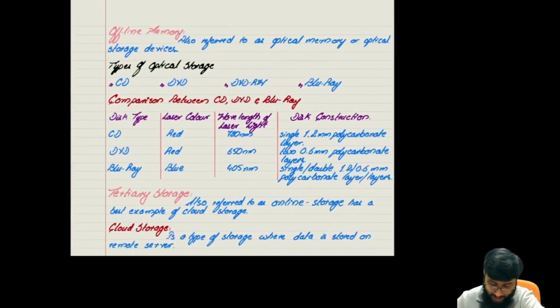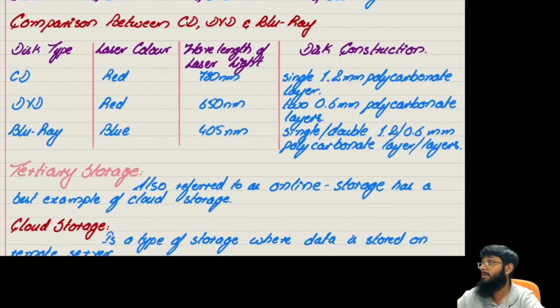Now if you come towards the comparison table, they are showing the disk types. In CDs the data cannot be written, it is only read by a red laser light. The wavelength is 780 nanometers, that means the distance between two bumps is 780 nanometers. They are saying a single 1.2 millimeter polycarbonate layer. The thickness of the polycarbonate layer within the CD is 1.2 millimeters. You will not see that with your naked eye.